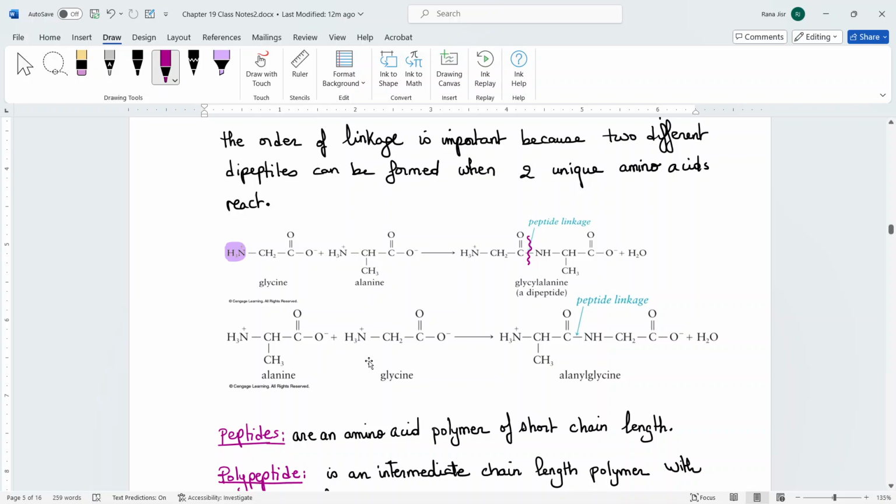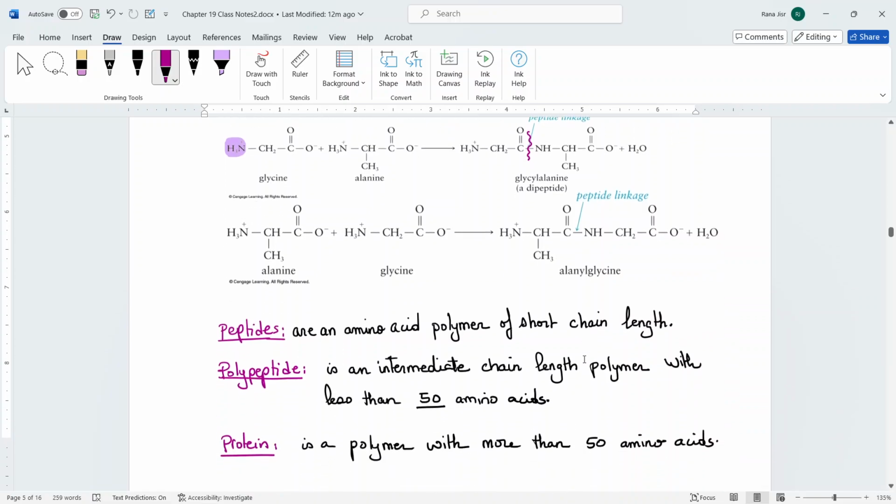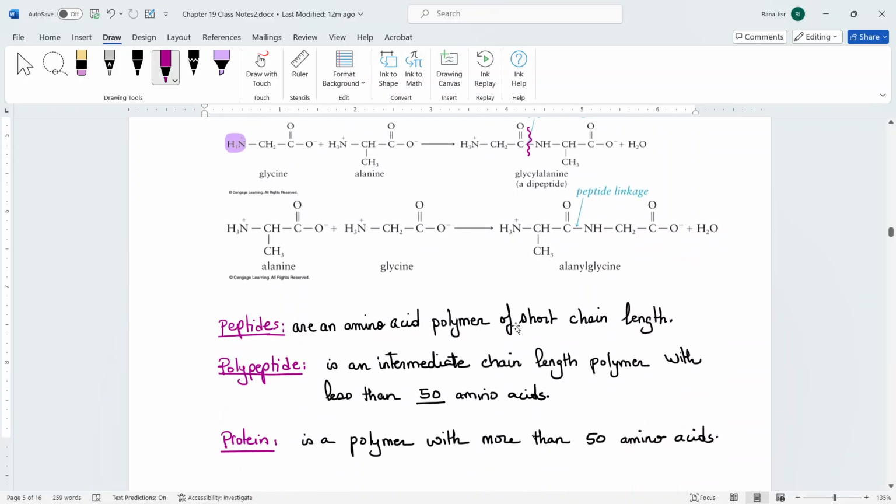I can change the sequence, and instead of starting with glycine, I can start with alanine. If I start with alanine and glycine, then I end up getting the alanylglycine dipeptide. This is completely different from that. The dipeptides have different properties, so it's completely different depending on which amino acid you want to form. So peptides are amino acids of short chains. They can be dipeptide, tri, tetra, penta. These are short chains. You're just connecting those amino acid units together.